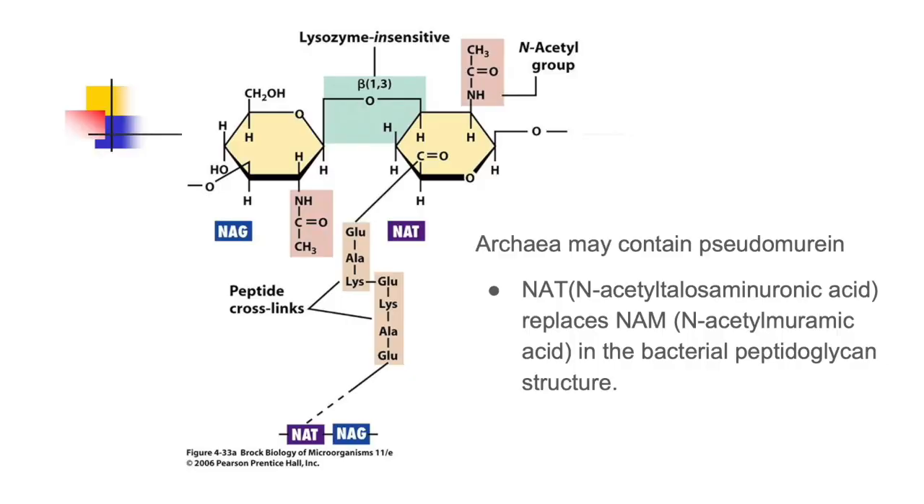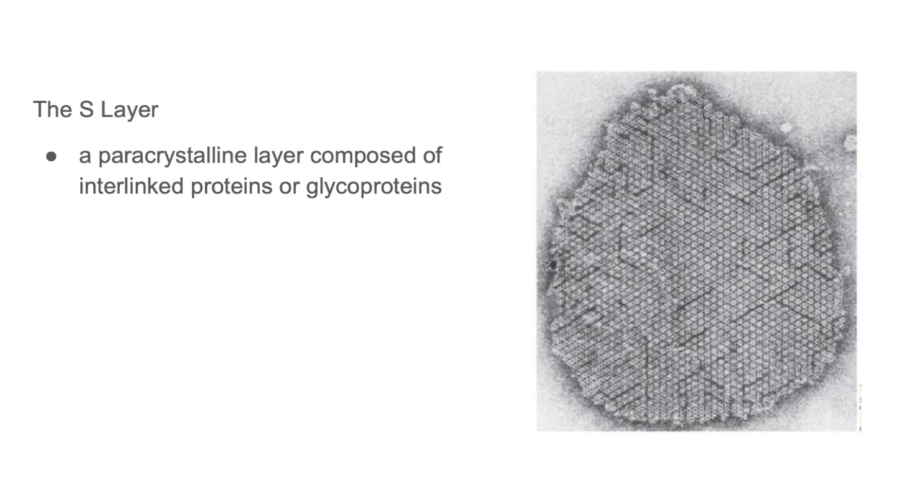Archaeal cell walls contain what we refer to as pseudomurein. Instead of NAG and NAM, it contains NAG and NAT. Similar to the peptidoglycan layer, the NAG and NAT molecules in Archaea are also linked by peptide cross bridges. Aside from the pseudomurein cell wall, some species of Archaea may also contain the S layer, which is a paracrystalline layer composed of interlinked proteins or glycoproteins. This helps stabilize the archaeal cell in extreme conditions.